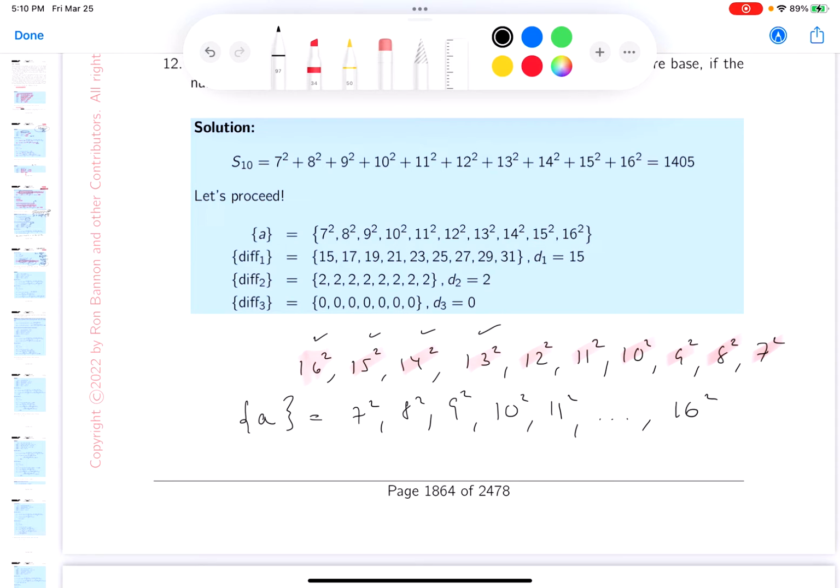All right? What's A1? It's 49. Let's do the differences. And I realize that sometimes people say these are really tough to compute. You're allowed to use a calculator. This is the first set of differences. So 8 squared minus 7 squared is 15. 9 squared minus 8 squared is 17.